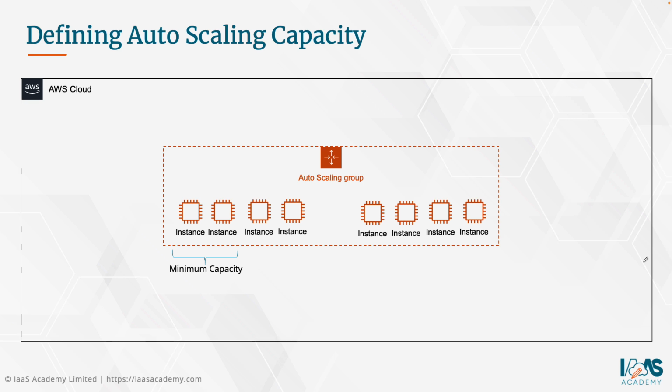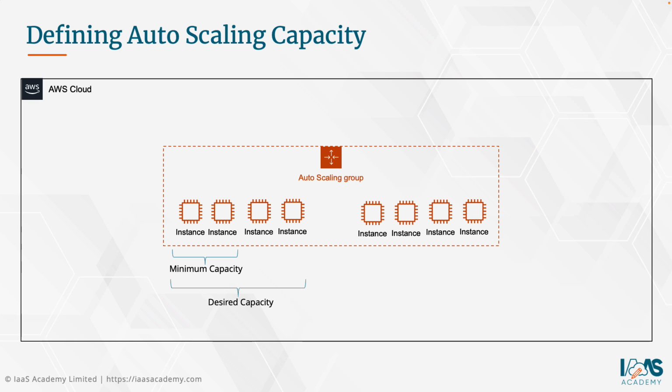You also need to define something called desired capacity. This is the target number of instances or resources that the auto scaling group tries to maintain. When the auto scaling group adds or removes instances based on demand, it will attempt to adjust the number of running instances to meet this desired capacity. This capacity is dynamic and changes according to the scaling policies and actual traffic conditions, but it always stays within the limits set between the minimum and the maximum capacity.